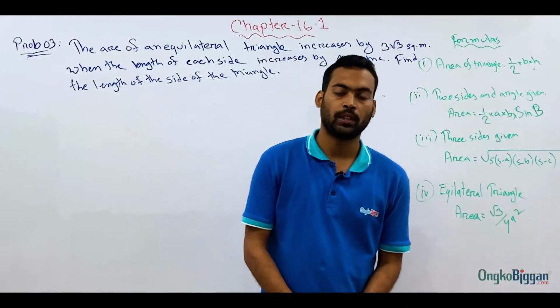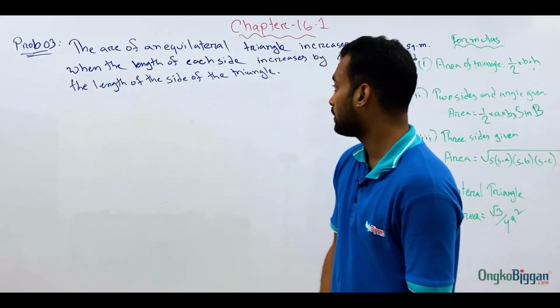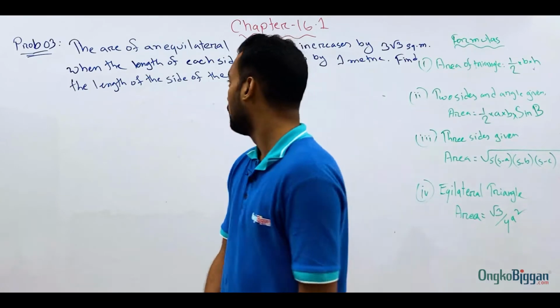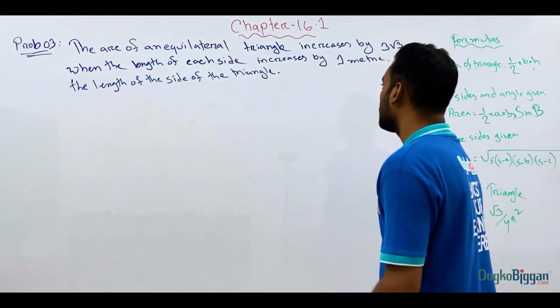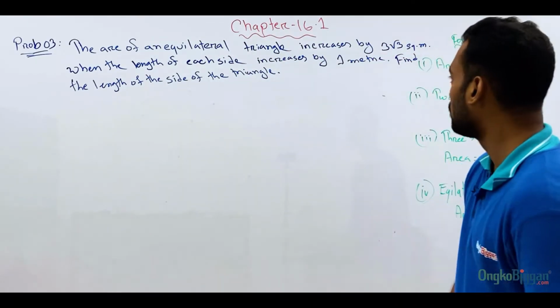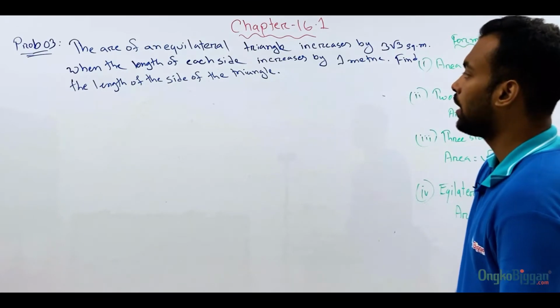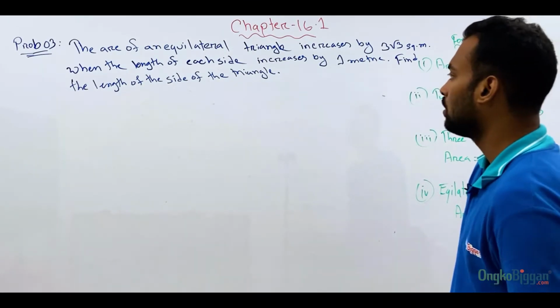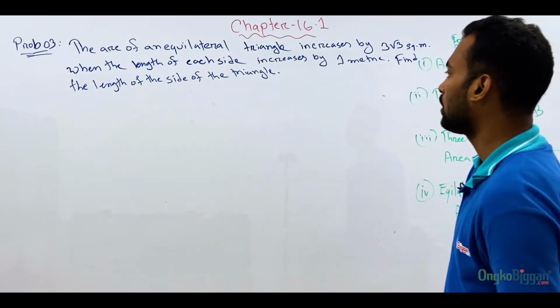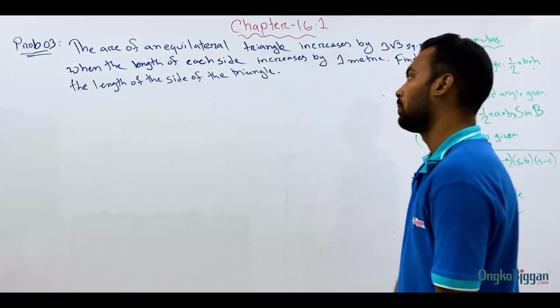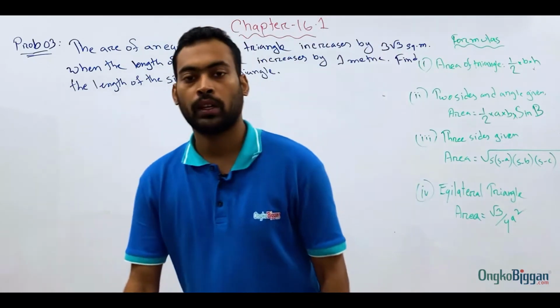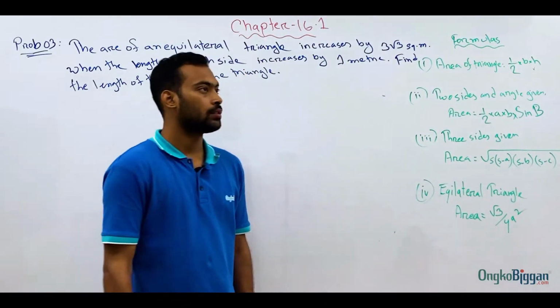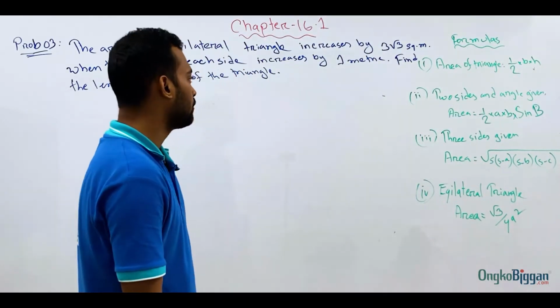Okay, so in this problem, we are saying that the area of an equilateral triangle increases by 3 root 3 square meter when the length of each side increases by 1 meter. Find the length of the side of the triangle. Okay, so here we're talking about an equilateral triangle.